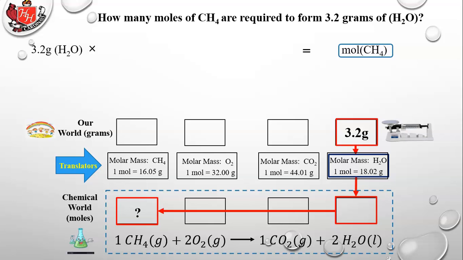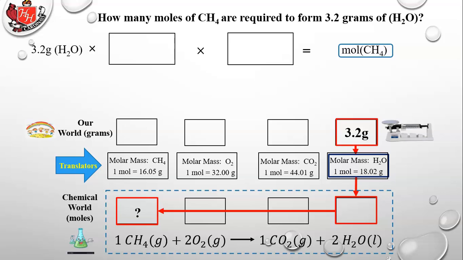So our first conversion is to get from 3.2 grams of water down to some number of moles of water. So we're going to use the molar mass. That's our translator to get us into the equation. So first of all, I see that there's 2 conversions. You're going from grams to moles of water, and then from moles of water across to moles of CH4. That's a 2 conversion problem.